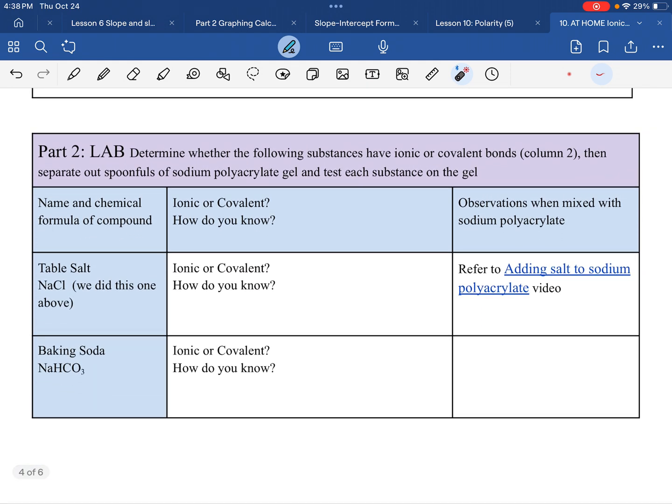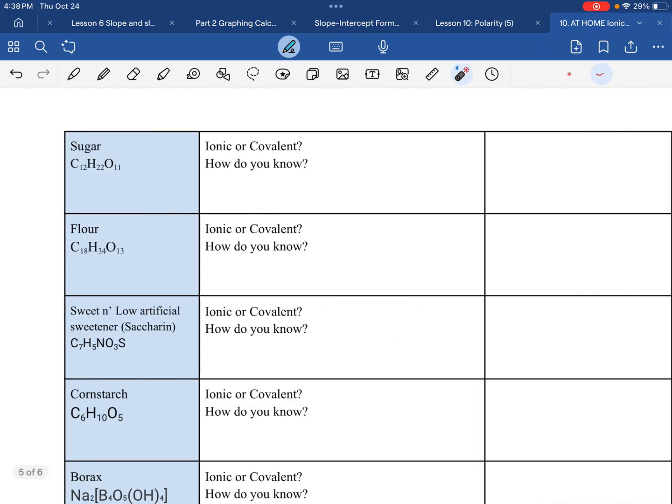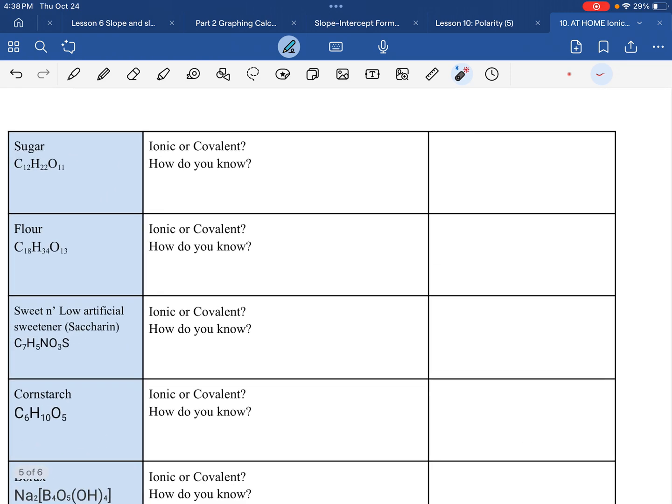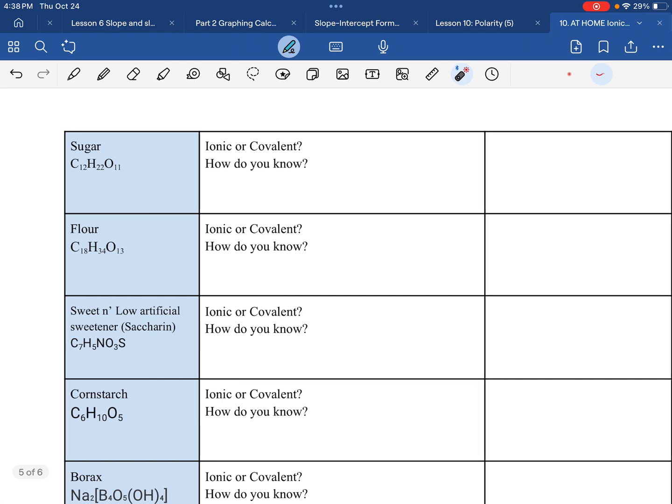And then the next thing we did in the lab is we tried a bunch of other things. We tried adding baking soda. We tried adding sugar and flour and artificial sweetener and cornstarch and borax and all these things. And before we added them, students had to determine whether they were ionic or covalent by looking at what kinds of elements they are made of.